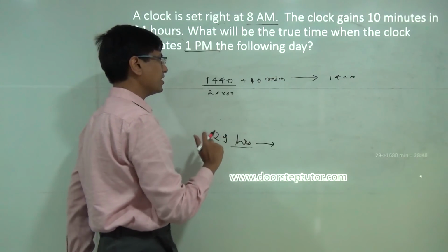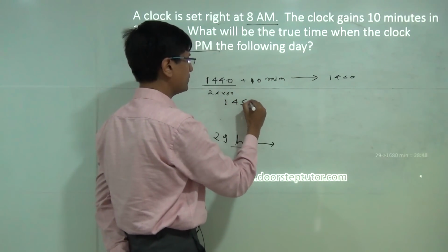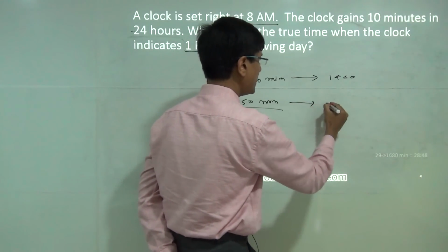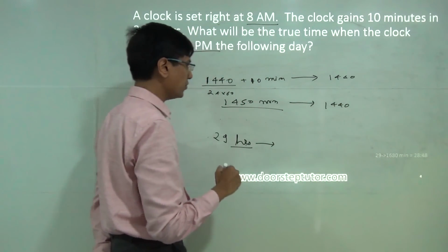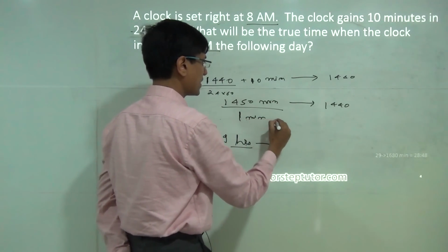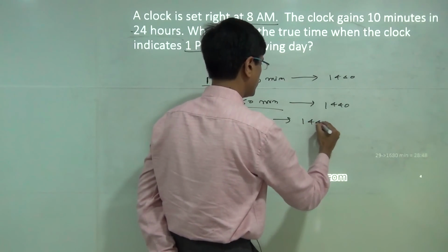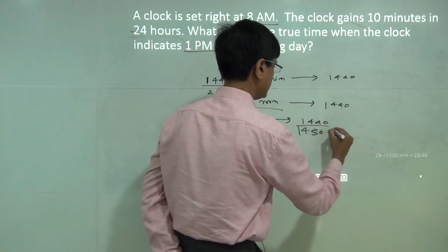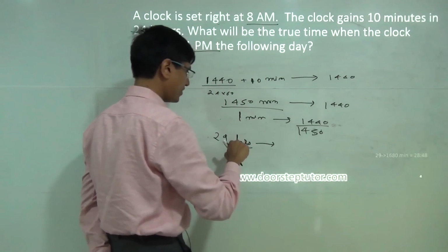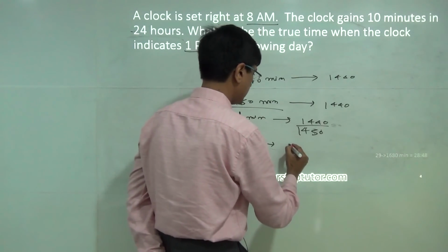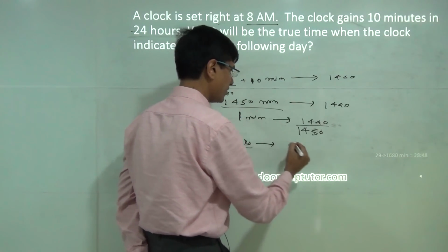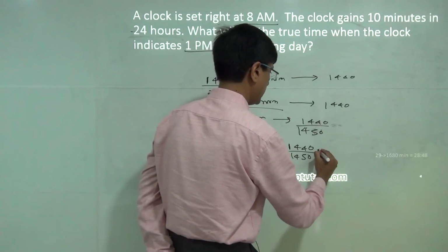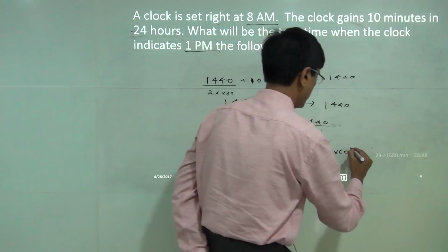Yes, of course. Again, the unitary method comes to our rescue. This is 1450 minutes. Right? When this clock covers 1450 minutes, we know that an accurate clock would have covered only 1440 minutes. When this clock covers 1 minute, an accurate clock would have covered 1440 divided by 1450 minutes. Right? And then if you do the same thing for 29 hours, if this clock has covered 29 hours, our accurate clock would have covered that into 29 into 60 minutes.